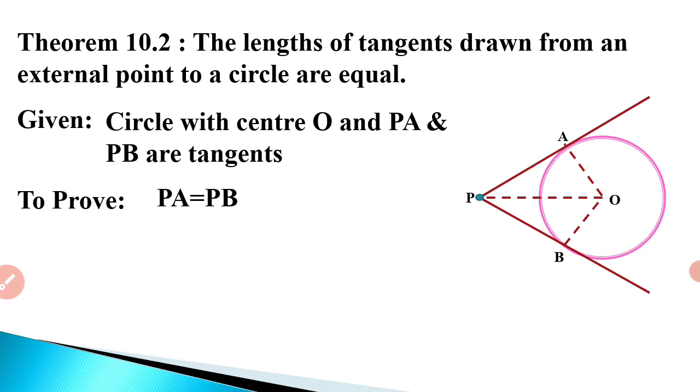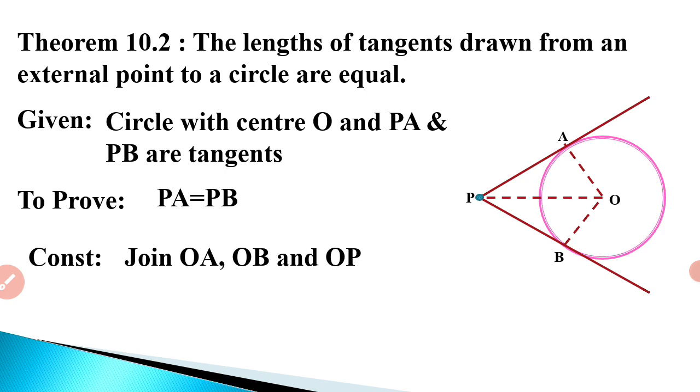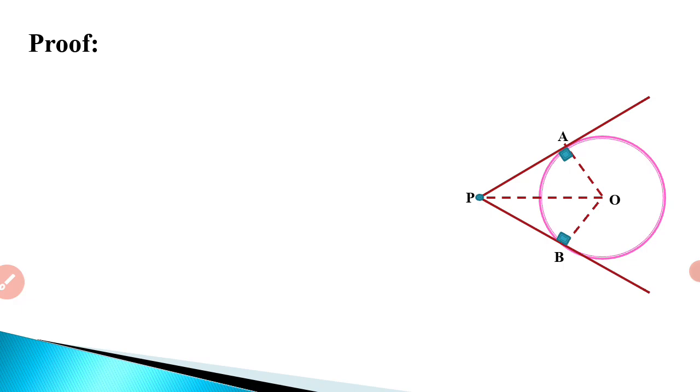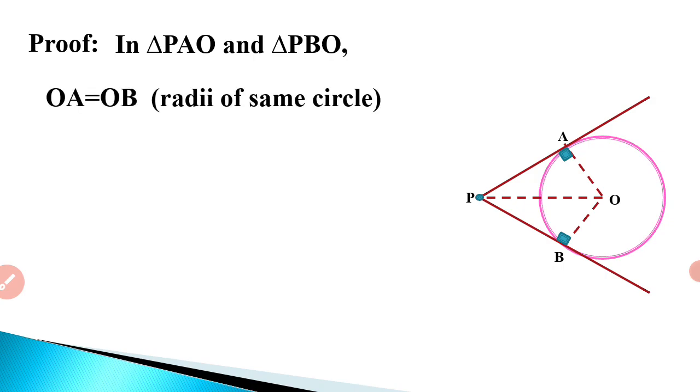Here I am joining A, P and B to the point O. So the construction is: join OA, OB and OP. Let us begin with the proof. Here in the figure, I can make out that there are two triangles PAO and PBO. I am going to prove these two triangles to be congruent. For that, I take OA equal to OB. They are the radii of the same circle, so the reason is radii of the same circle.